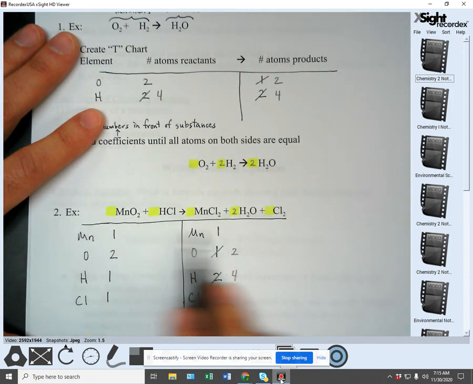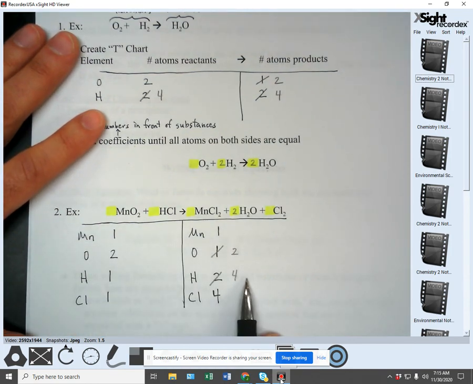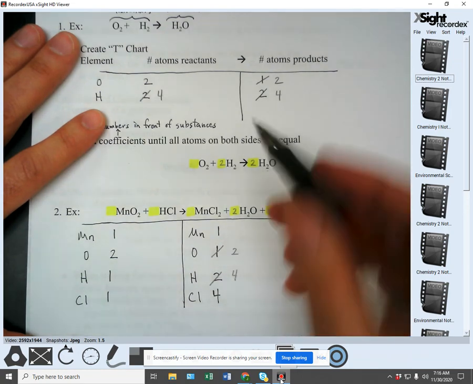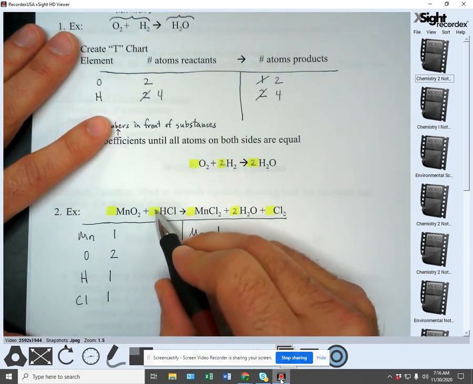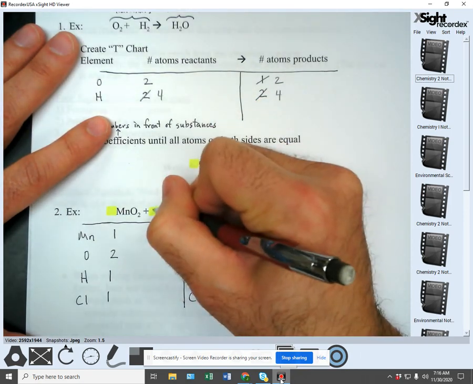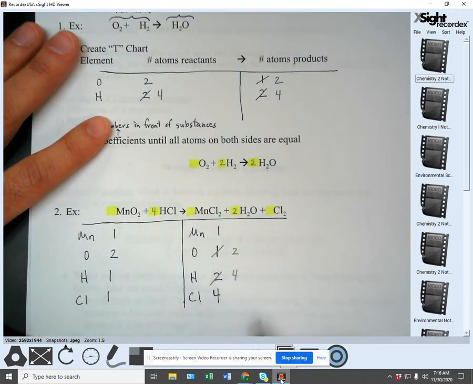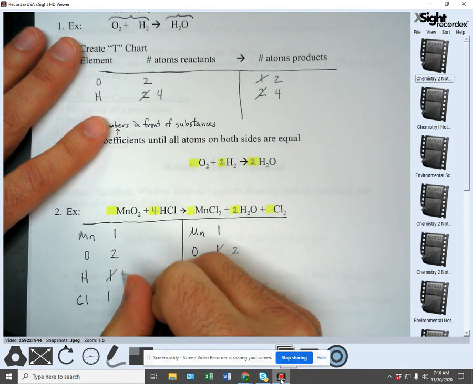Okay, so now I look, I didn't change my manganese. My oxygen is balanced. My hydrogen now, I've got 4 and 1. Okay, so I need 4 hydrogen on the left side. So I've only got 1 down here. So what number multiplied times 1? So it would be 4. 4 times 1. Okay, that gives me 4 hydrogen.